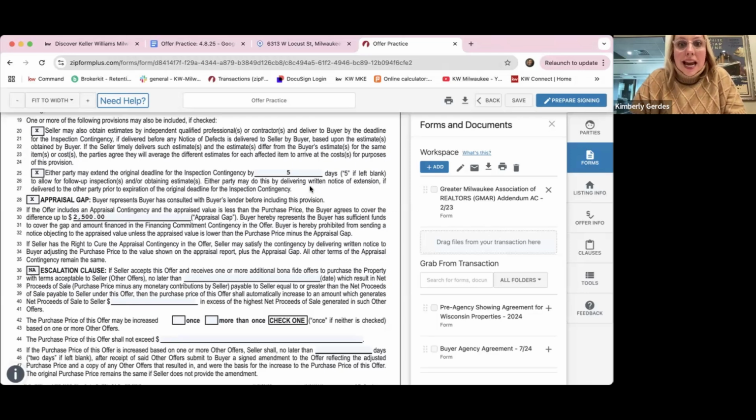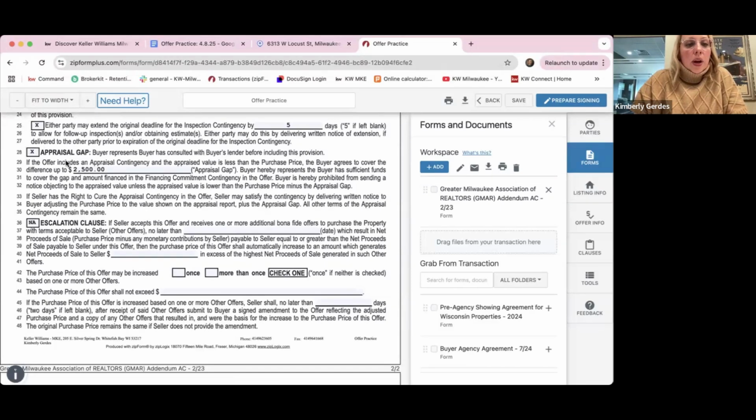So maybe we're on day 9 of our inspection contingency and we can't get that roofer in until day 11. We need to be sending a notice within that 10-day inspection deadline. We need to send a notice indicating that the home inspection contingency is hereby moved to blank day. It's just not automatic. You do have to deliver it in writing through a notice.